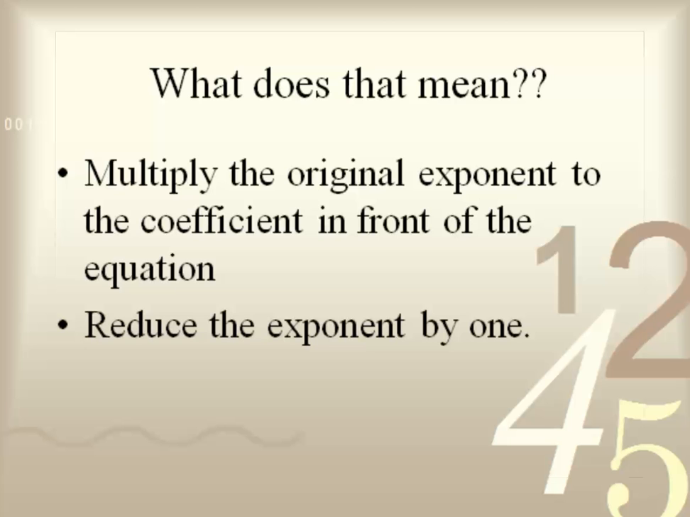That means if we have an equation that is a power function and we want to find the derivative of it, we're going to multiply the original exponent by the coefficient in front of the equation. Then we're going to reduce the exponent by 1. Really, it's a pretty powerful tool that's easy after you've seen a few examples. Let's work some.